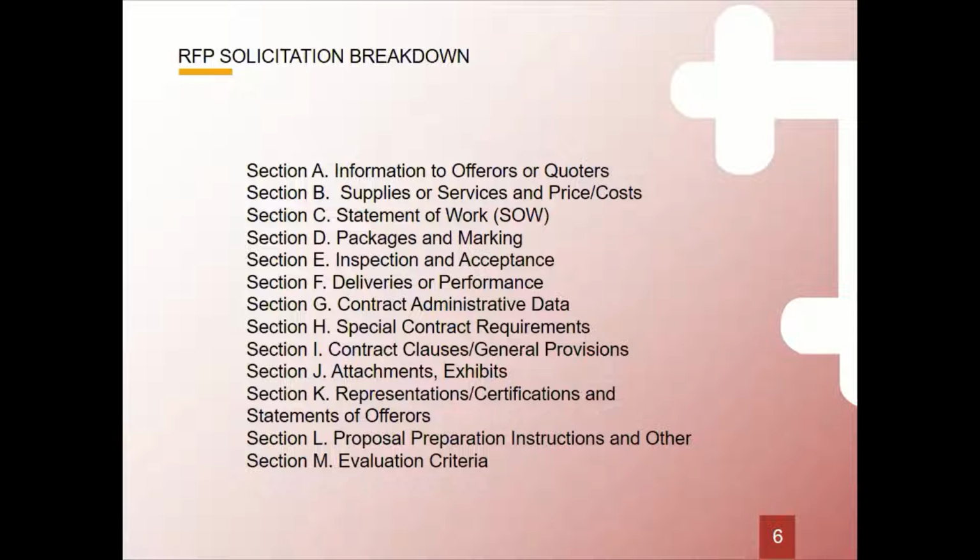Section M is your evaluation criteria. This is also a very important section because we're seeing a lot now in Section M where the government's asking you for your past performance. They're also very critical of your financial capacity to be able to respond to the solicitation. Even if you are awarded a contract, they want to know that you have the financial capacity to fulfill that contract.